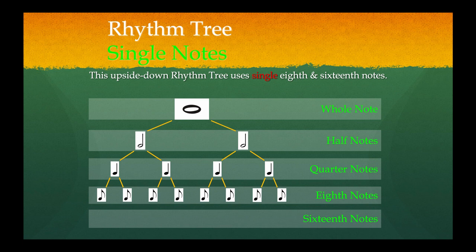Finally, each eighth note subdivides into 2 16th notes. So it takes 2 16th notes to make 1 eighth note, 2 eighth notes to make 1 quarter note, 2 quarter notes to make 1 half note, and 2 half notes to make a whole note. The whole note can be subdivided into 16 16th notes.